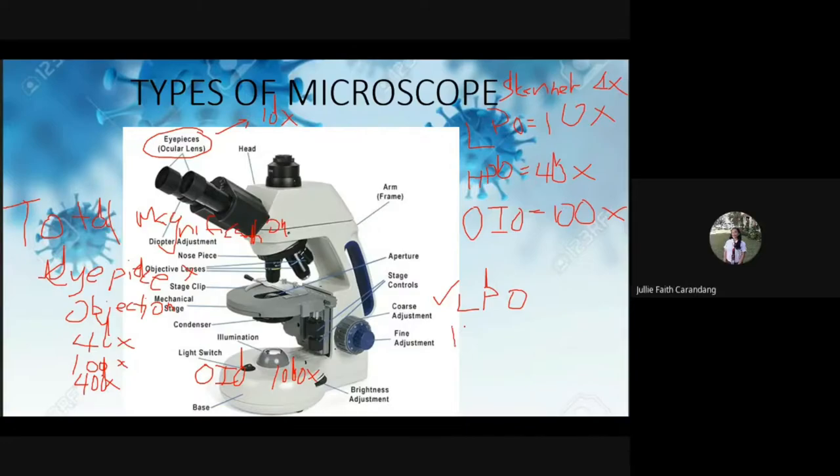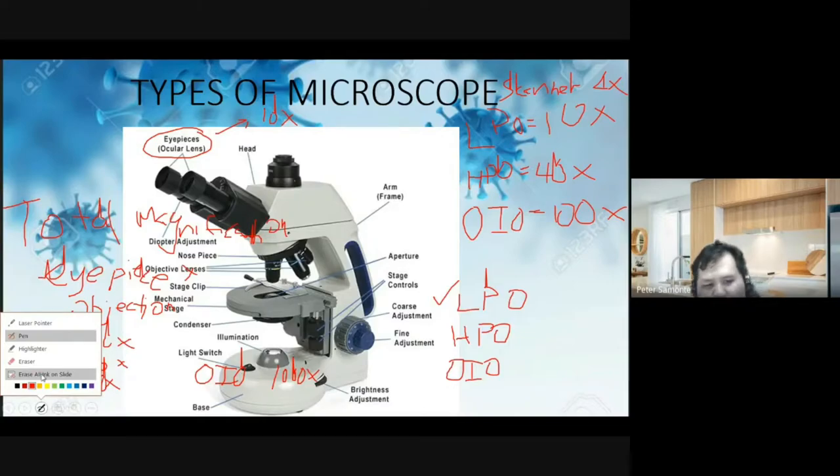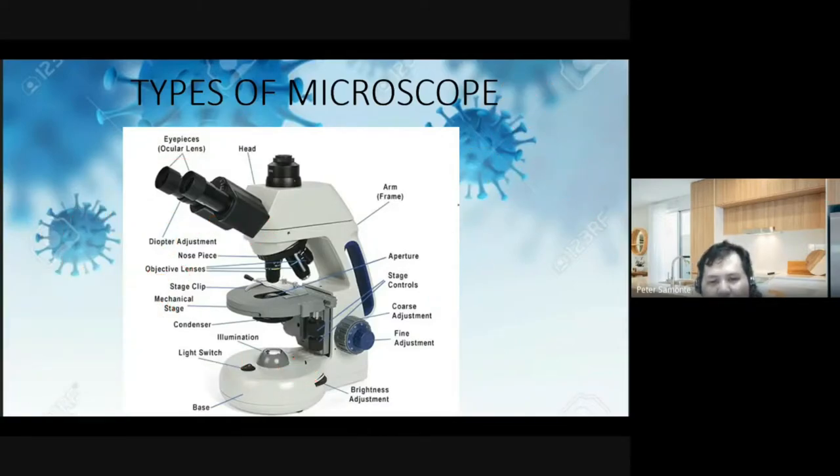Or HPO and OIO. All right, very good. So it's your HPO and OIO. Now, class, I want to explain something to you. In the future, once you're interns, you'd be asked by some of your seniors, specifically your section head or the staff working in a certain section, to focus the microscope using your OIO.